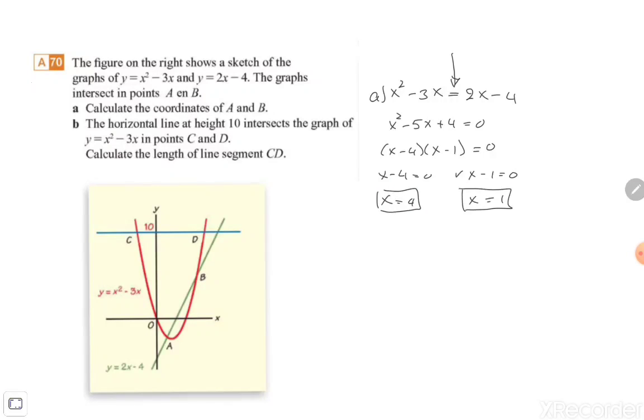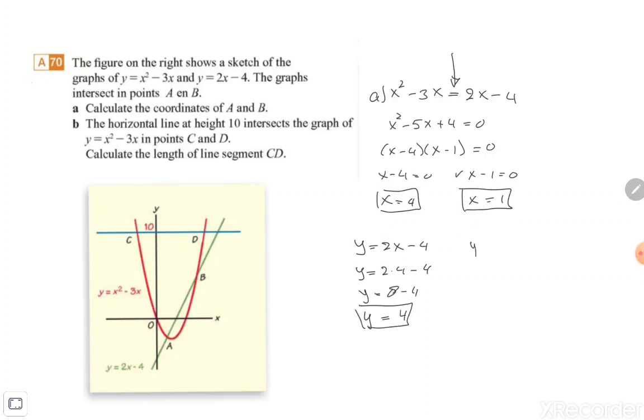How to find the y coordinates? Fill in one of the two formulas. I choose the linear one. y is 2x minus 4. I will substitute 4 for x. Then you get y is 2 times 4 minus 4, which means it's 8 minus 4. So the answer is y is 4. So here is the y coordinate. So we already know a point.